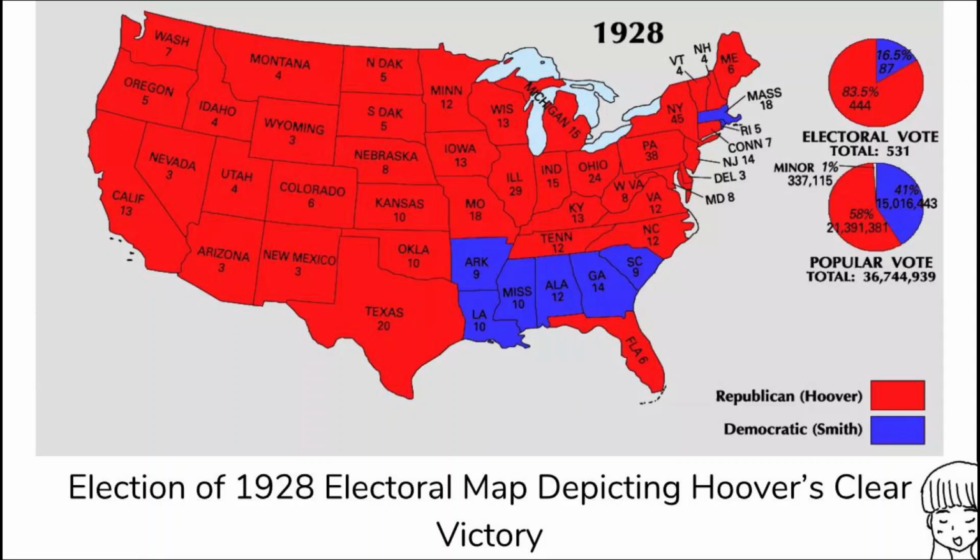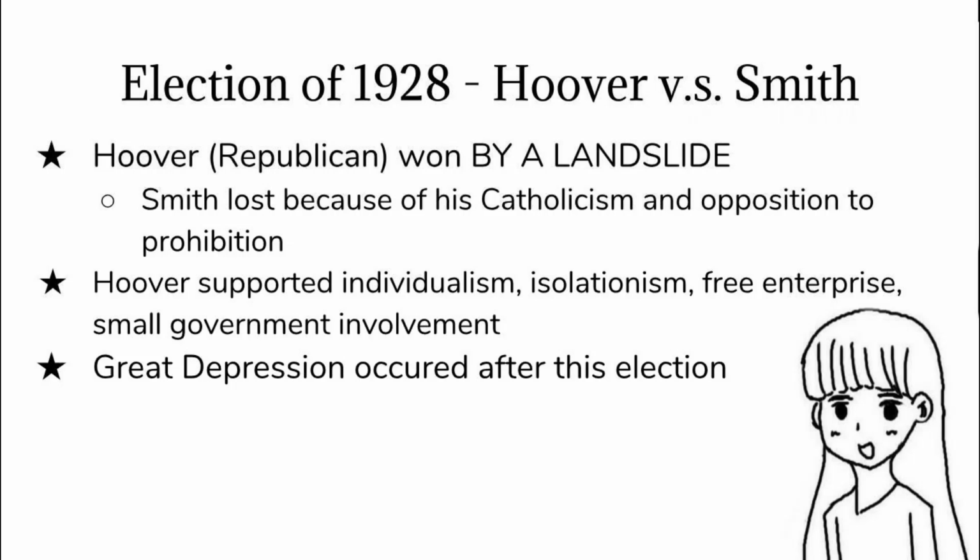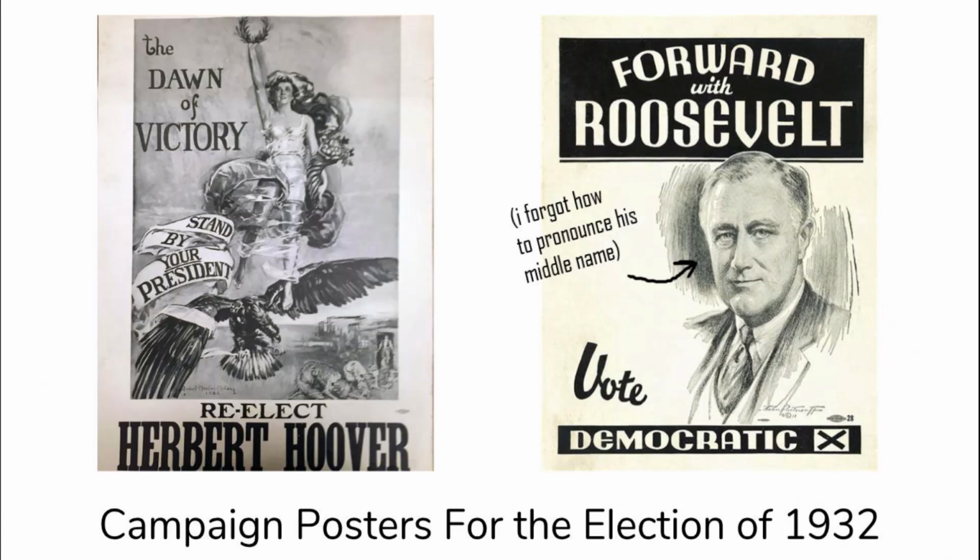And so I also have this election of 1928 electoral map. It depicts Hoover's clear victory, as you can see by the large amount of red. He won. It's very clear. So Hoover supported individualism, isolationism, free enterprise, and small government involvement. And the Great Depression occurred after this election, so you will see a shift in priorities and a shift in party. And so here are some campaign posters for the election of 1932.